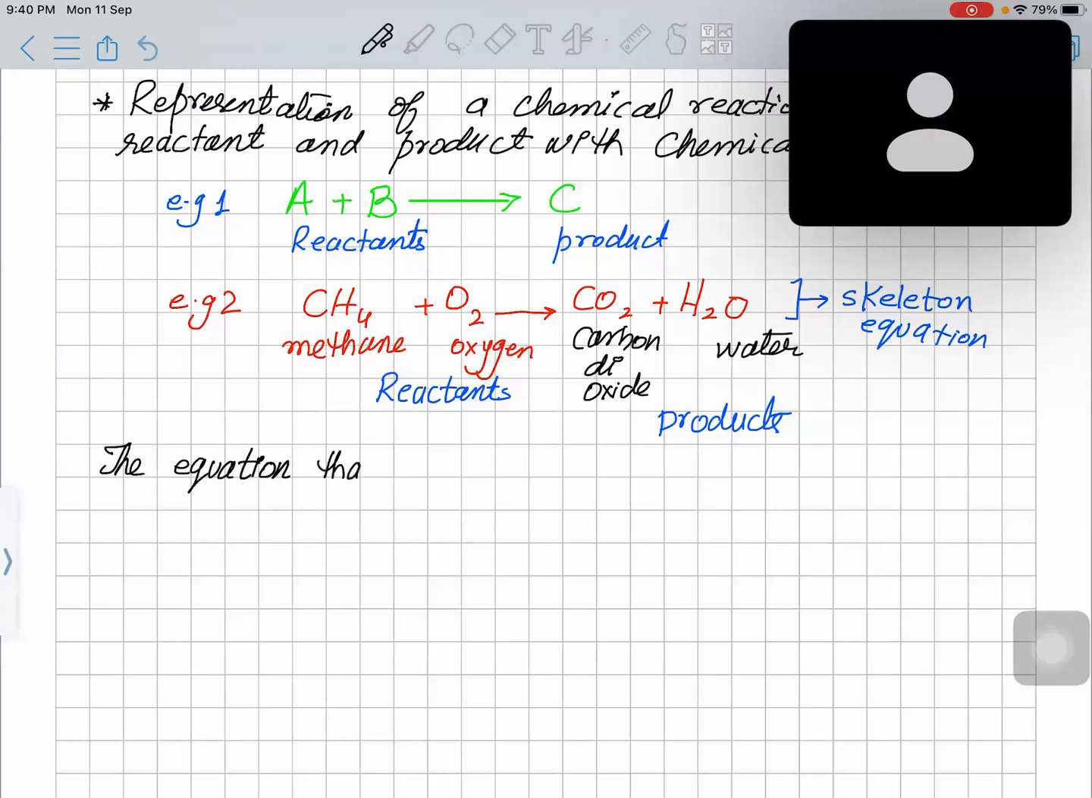एक ऐसी इक्वेशन जिसके अंदर ये तो लिखा हो कि कौन कौन रिएक्ट करके प्रोडक्ट बना रहे हैं, लेकिन ये ना लिखा हो कि कितने मिलके बना रहे हैं, उसको कहते हैं स्केलेटन इक्वेशन। The equation that shows only formula of the reactant and product.